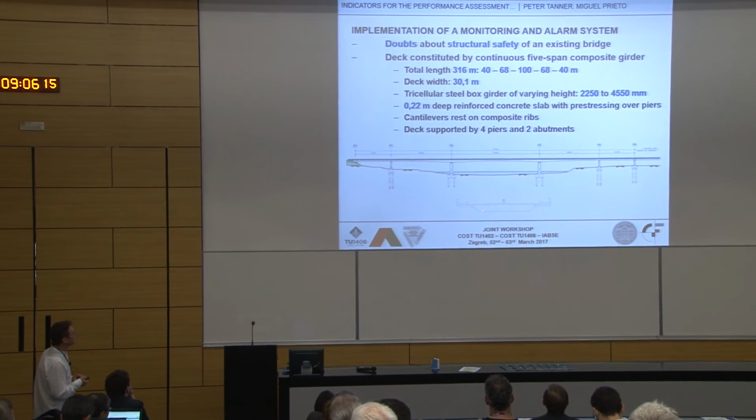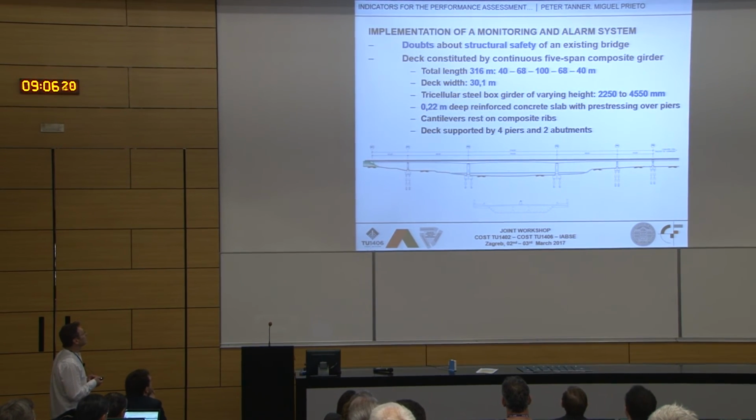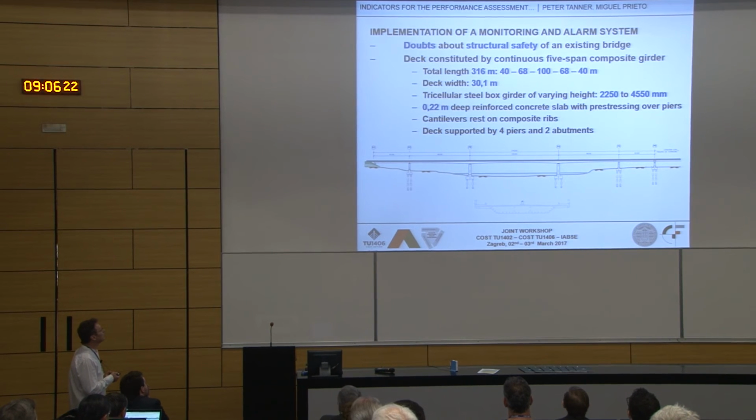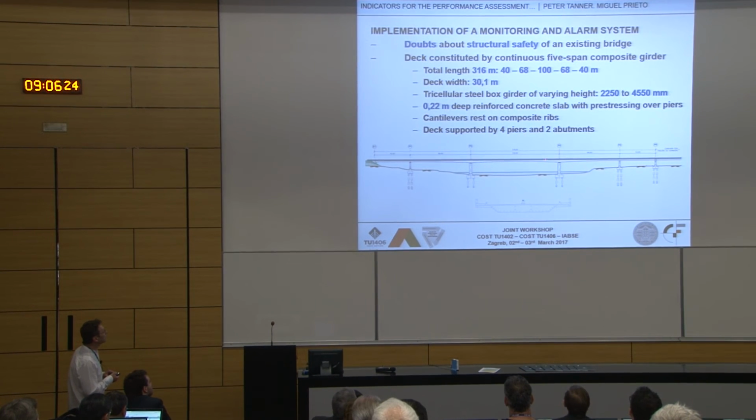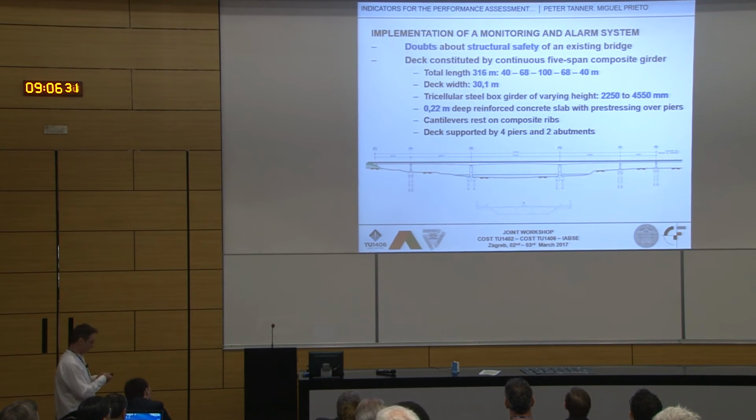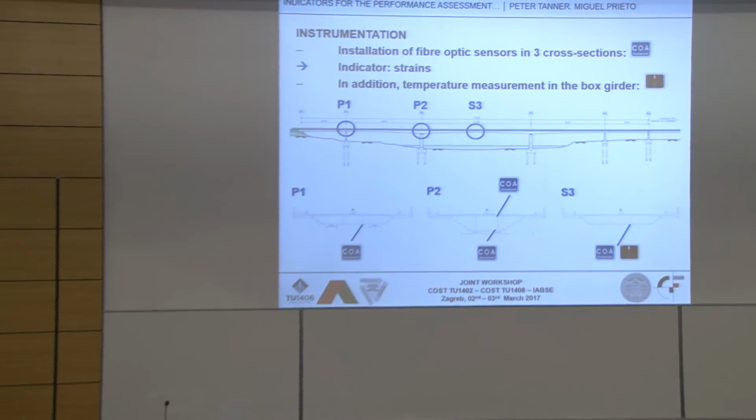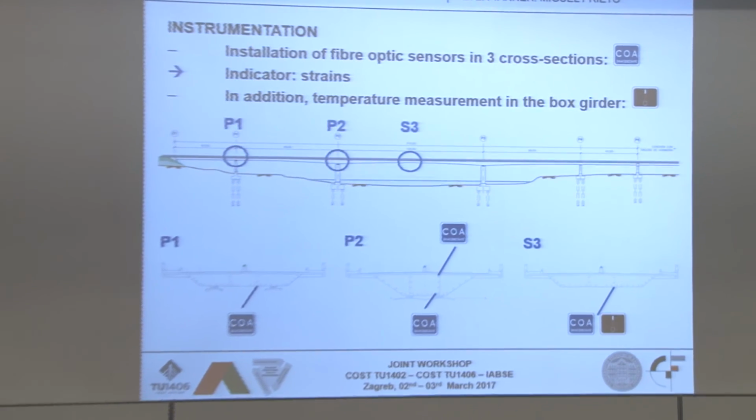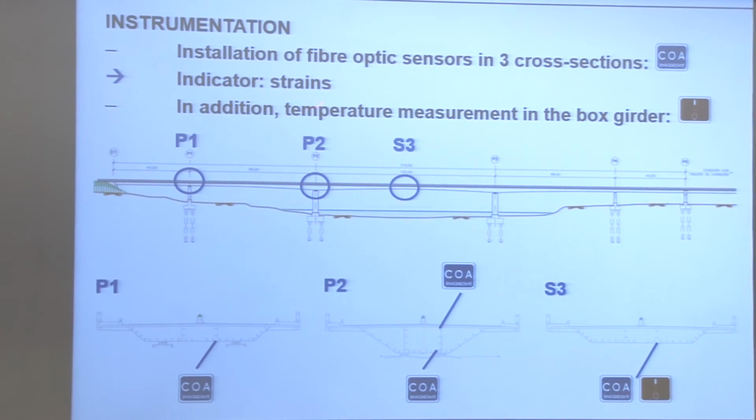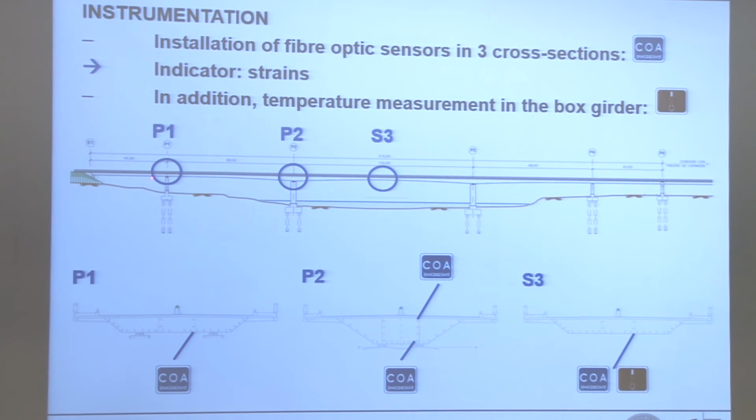The steel box had 3 cells here. The concrete slab is 0.22 meters deep, and we also have some pre-stressing in the longitudinal sense over the piers, and the cantilevers finally rest on some composite ribs. Now, fiber optic sensors were installed in 3 cross sections, so that the indicator in this case is the strains. We had fiber optic sensors over pier 1 on top of the bottom flange.